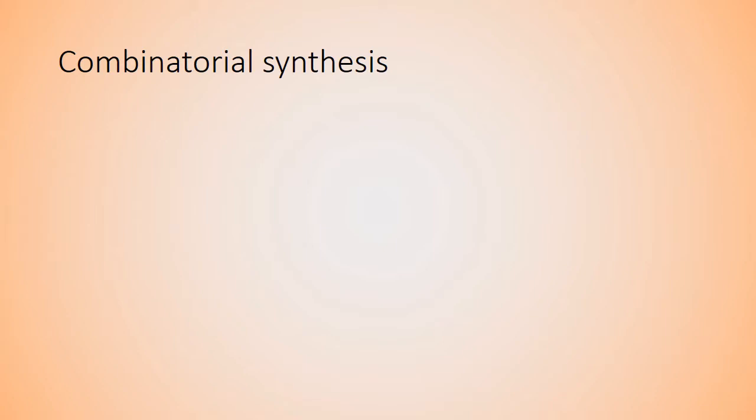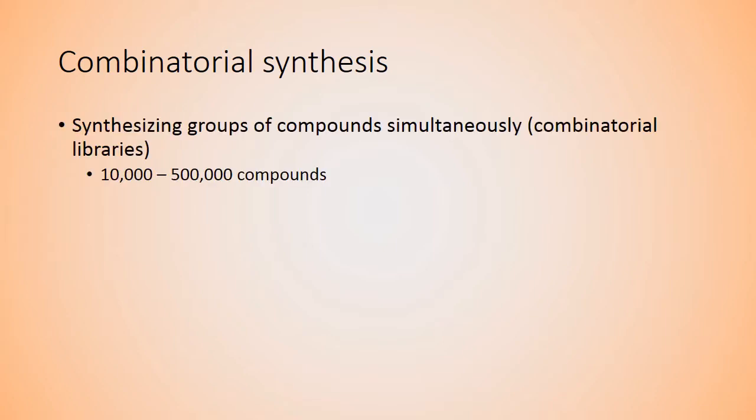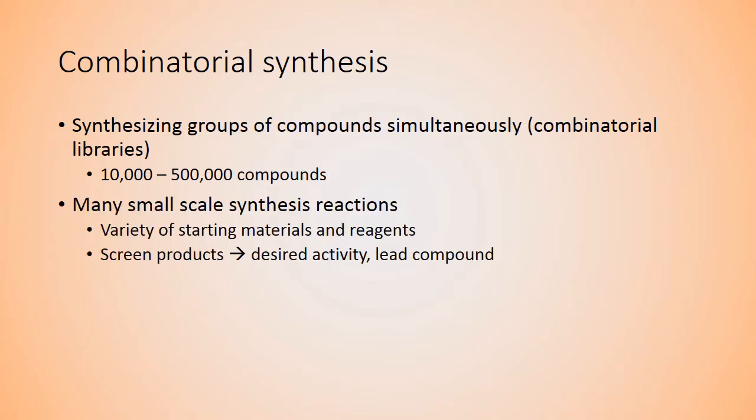Looking at combinatorial synthesis first. This is a process of synthesizing groups of compounds simultaneously. So combinatorial libraries is what we're creating. They can look at anywhere from 10,000 to 500,000 compounds. Essentially, they're running a lot of mini reactions all at one time because we have the technology to do this. And we can be collecting data through the computers and through the analyses that are run, so we can create a pool of information.